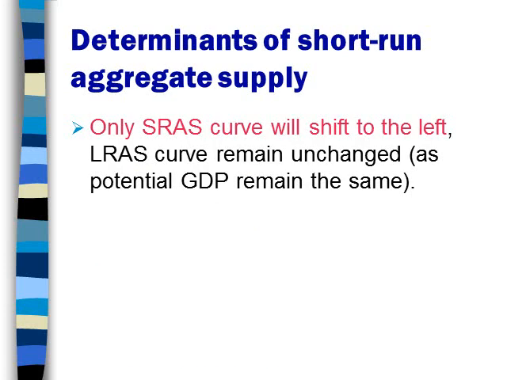Remember, when SRAS shifts, it shifts on its own. All right? When the LRAS curve shifts, it shifts together with SRAS. But when the SRAS curve shifts, it shifts on its own. So when you have a factor that causes SRAS to shift, your LRAS remains where it is. Okay, let's take a look at the diagram.